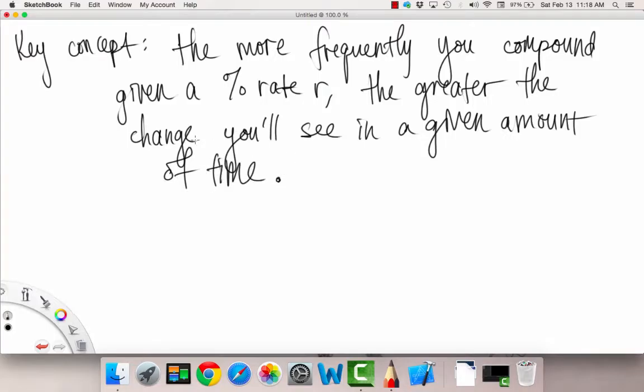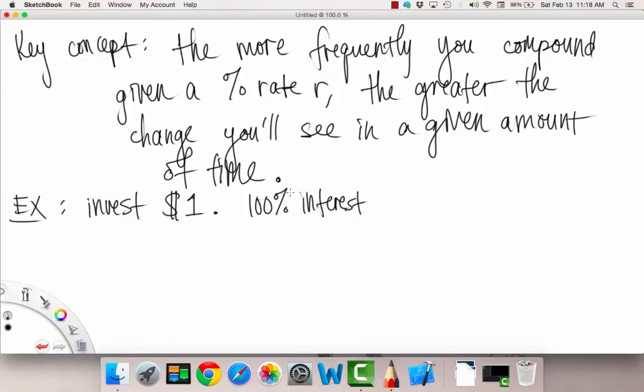So here's our example. We're going to start with $1. We're going to invest $1 in an account. That's big money right there, right? And we're going to give you 100% interest. That's a really good return, right? So, 100% interest for 1 year, a total of 1 year. That means our t is going to equal 1. And then let's say we do this annually.